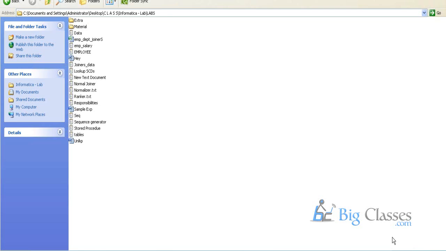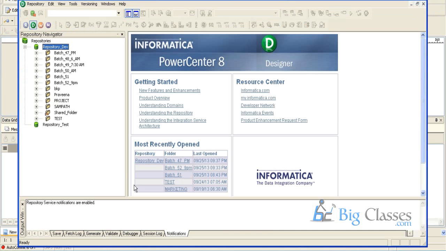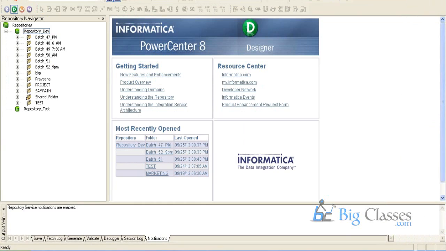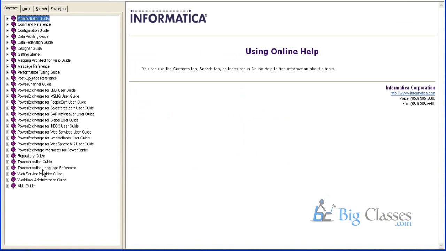In that way, I prepared the course with very real-time examples and everything. And there is one document, the Informatica PowerCenter Designer Guide, a PDF file. That document is going to help for any exam or certification. Yes, that is enough.